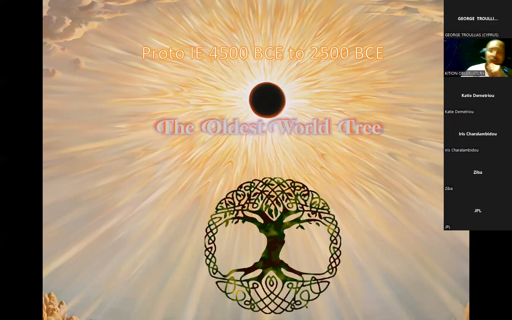Well, and our answer: what is the oldest world tree and when should it appear? It should appear in the age when the Proto-Indo-European language came and when Nostratic disappeared. So most probably it should be around 4,500 years before Common Era. So that's what we dig for, the oldest world tree.